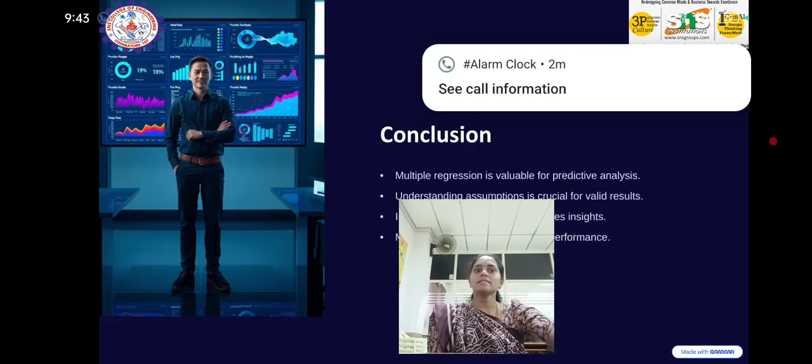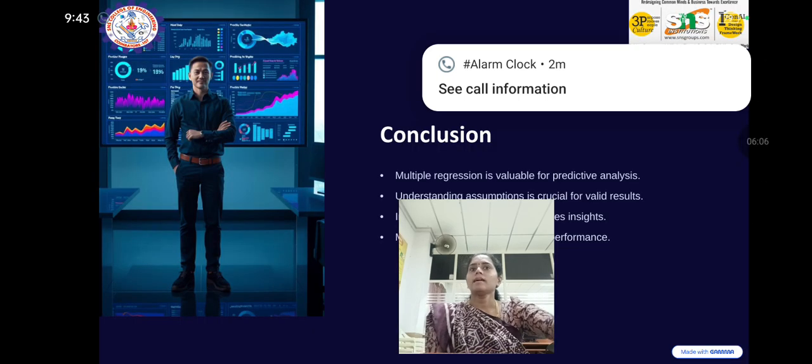And the conclusion is, in summary, multiple regression is a versatile and essential tool for analyzing complex relationships. It helps predict outcomes, uncover significant variables, and interpret their effects with precision. However, proper application requires understanding the assumptions, checking model diagnostics, interpreting coefficients wisely, and ensuring the model fits well.